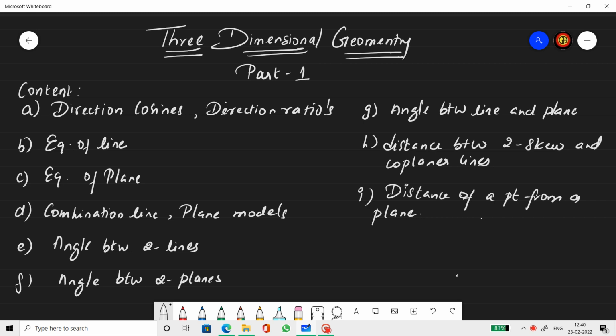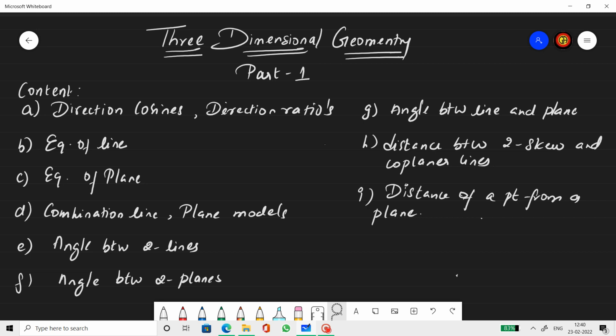Let me first tell you what we are going to learn in this chapter in 12th grade. This is the content of the chapter. First we learn the direction cosines and direction ratio of the line segment joining 2 points. We already know how to find DC and DR in vector algebra, so we use that over here.